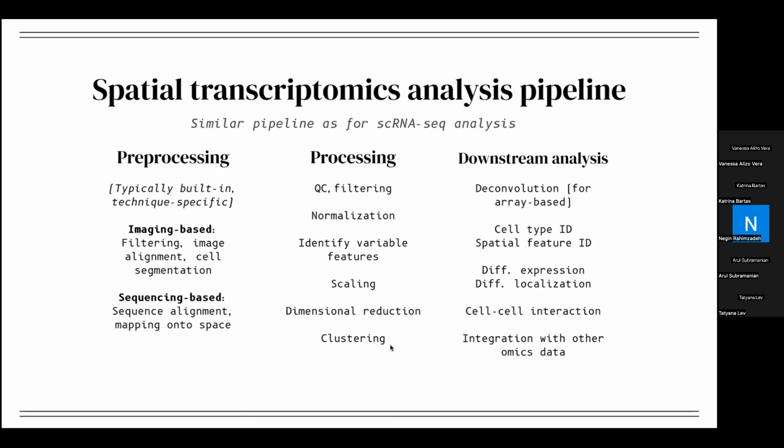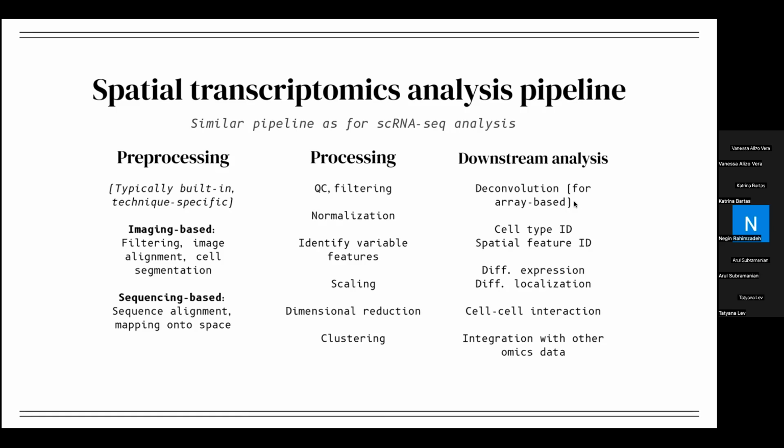And then in the processing stage, these steps are pretty similar to the previous slide, but we'll do QC and filtering, normalization, identifying variable features, scaling, dimensional reduction, and clustering. This can either be done by your platform's proprietary software, or you can just export this pre-processed data and do these steps yourself. And then downstream of that, there are a lot of cool analyses you can do.